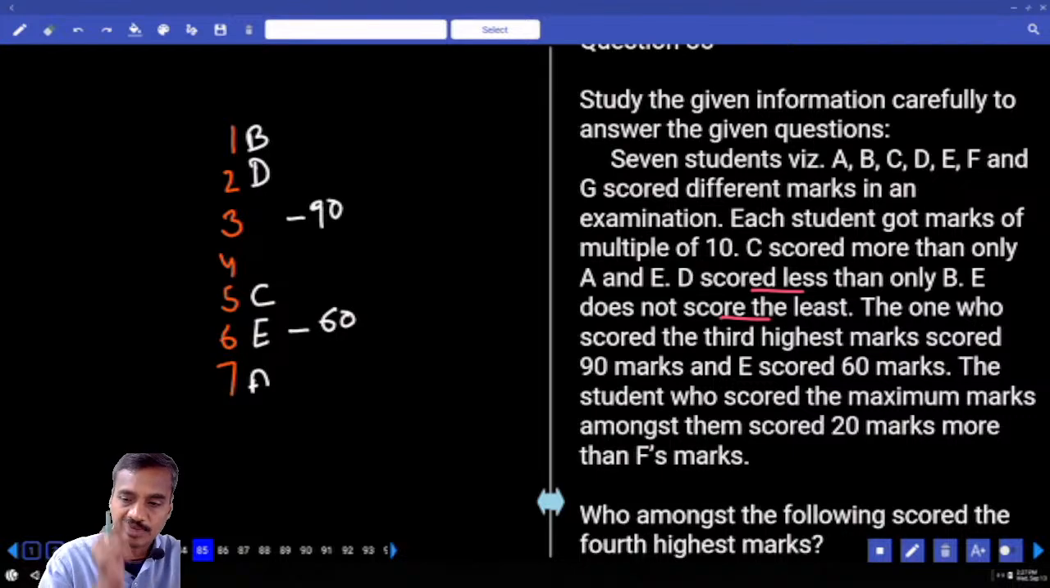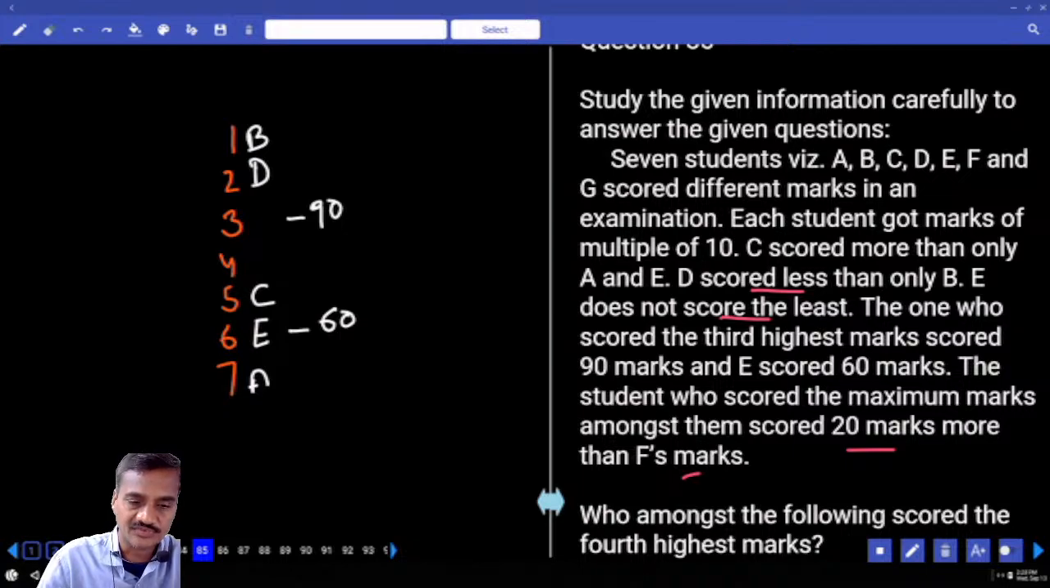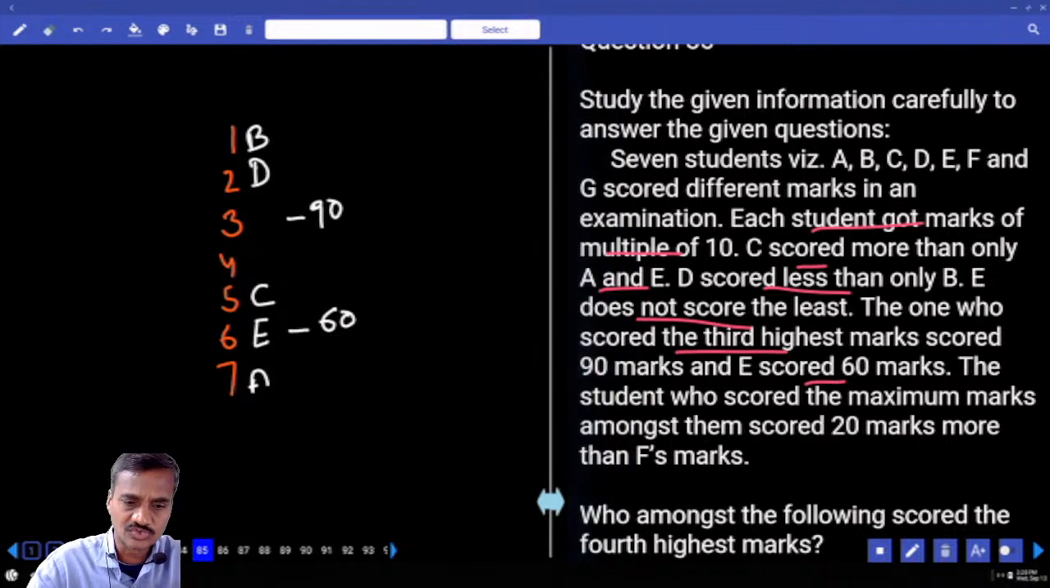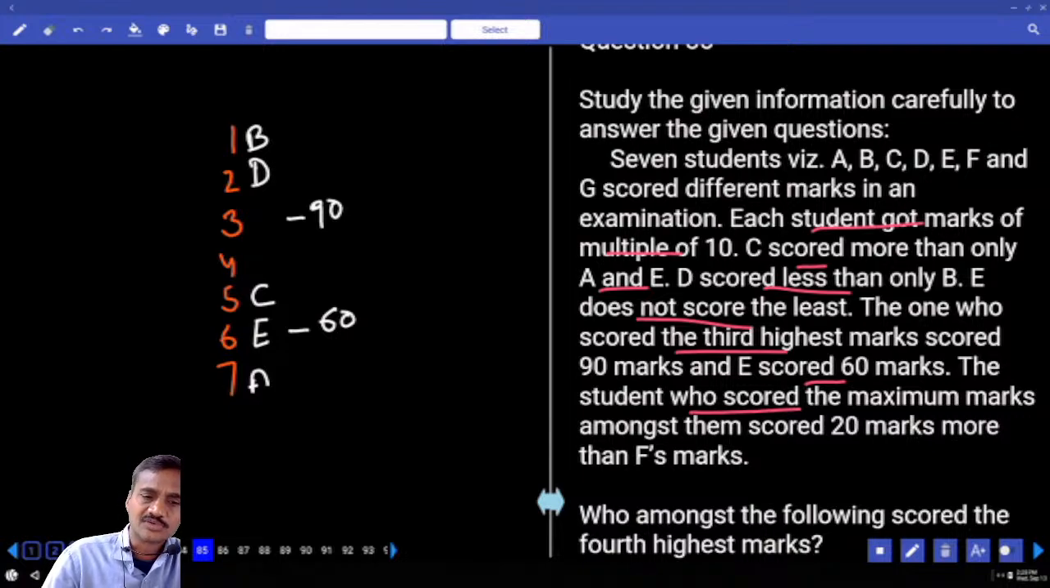The student who scored the maximum marks among them scored 20 more than F's score. Then here, any other possibility we have here? 20 more than F and each student multiples of 10. Multiples of 10, 20 more than F, and C scored more than only A and E. E does not score the lowest. The one who scored the third highest scored 90, and E scored how many? 60 marks. Student who scored the maximum marks among them scored 20 more than F.